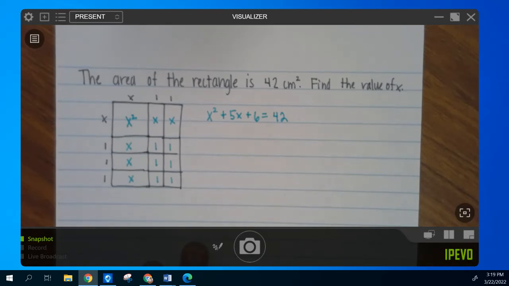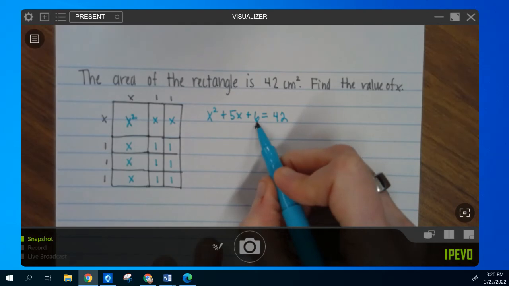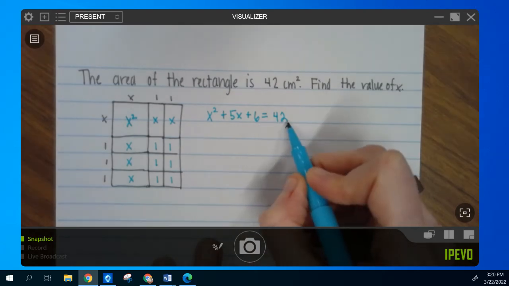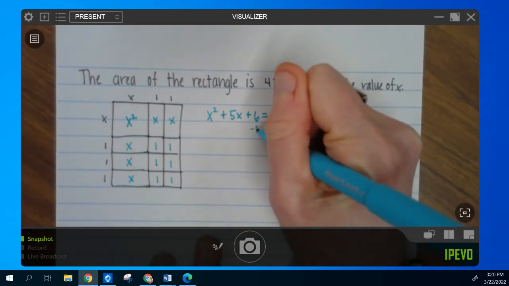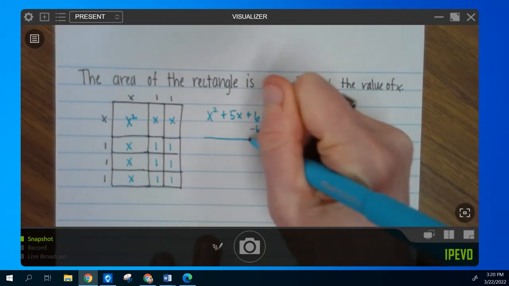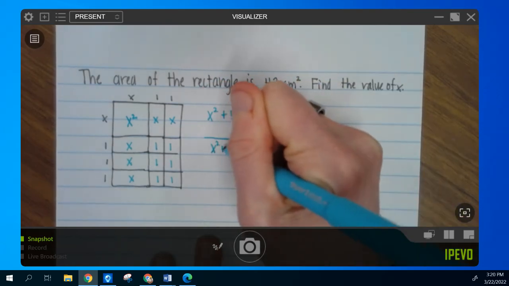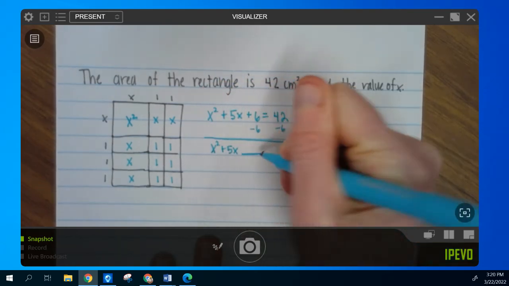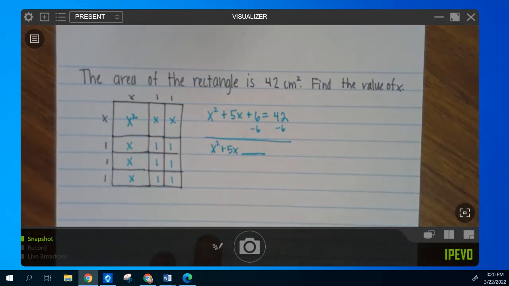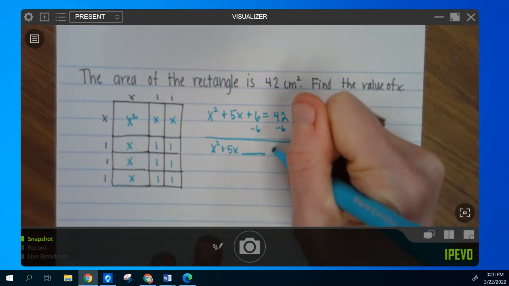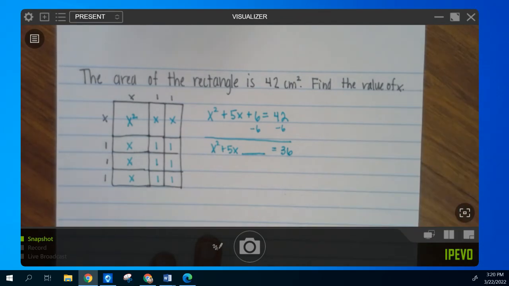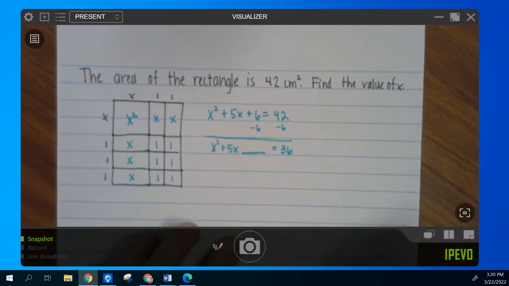So again, to complete the square, I'm going to boot the number to the other side. So I would subtract 6 from both sides. I'm going to leave space to complete the square when I do that, and then 42 minus 6 is 36. Then to complete the square, I take half of that value right there. So half of 5 is 2.5, and when I square it, that gives me 6.25.